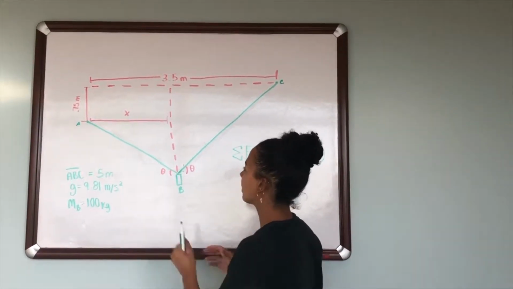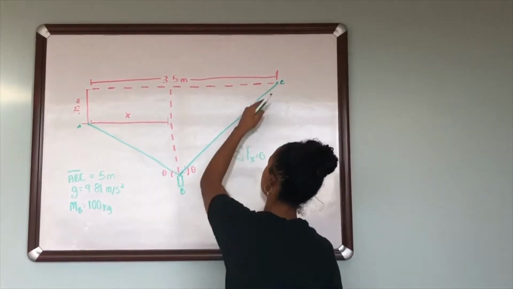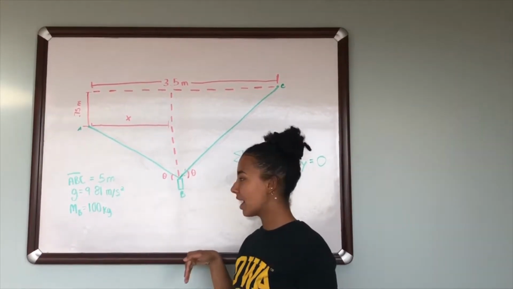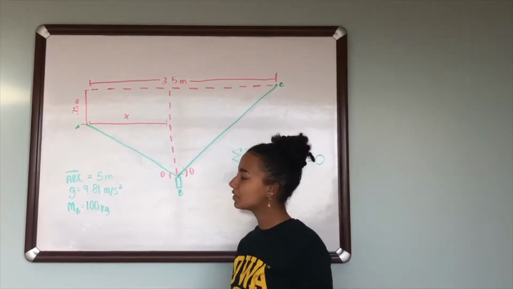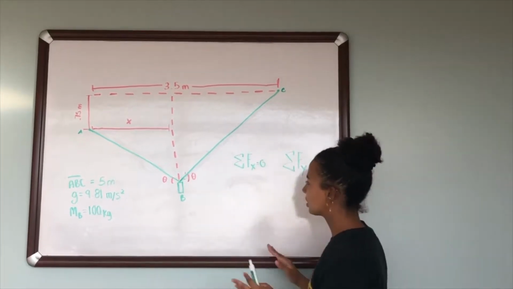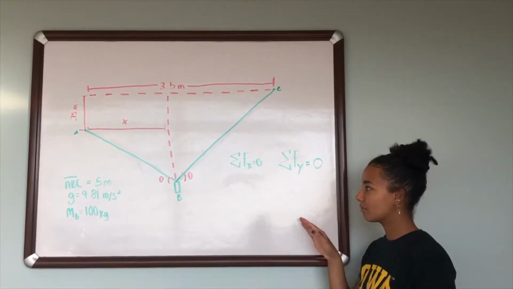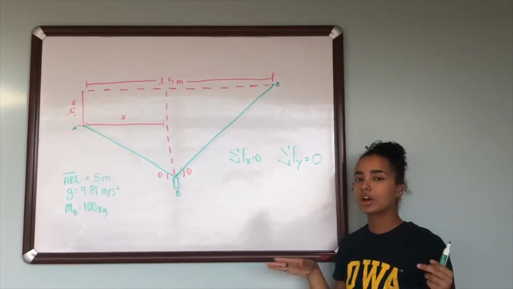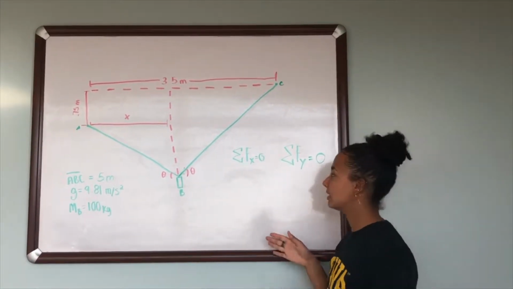We also know that the total length of the string, so ABC, is going to be 5 meters, that the constant of acceleration on the bag, gravity, is going to be 9.81 meters per second squared, and that the mass of the bag is 100 kilograms. In order to solve the problem, we need to find the sum of the forces in the x direction and the sum of the forces in the y direction, both of which are going to be equal to 0 since the bag is stationary.